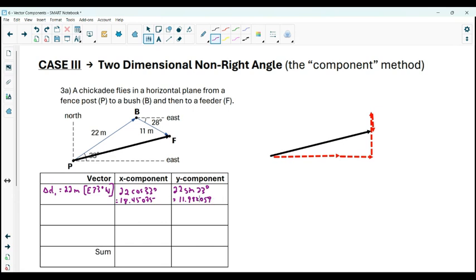Let's just do a quick sign check. Should both of these be positive? And the answer is yes, they should. This one is going in the positive x direction. This one is going in the positive y direction. So both of those should be positive. Okay, let's try the components for our other one.